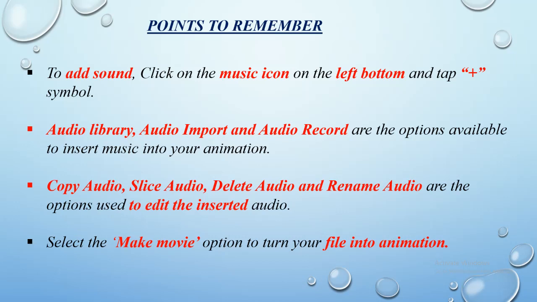To add sound, you just click the music icon, that is the audio icon on the left bottom, and tap the plus symbol. Then audio library, import and audio record are the options present inside. Copy audio, slice, delete and rename audio are the options used to edit the inserted audio. With the help of the make movie option, you turn your file into an animation. After that you just share the file as MP4 or GIF.